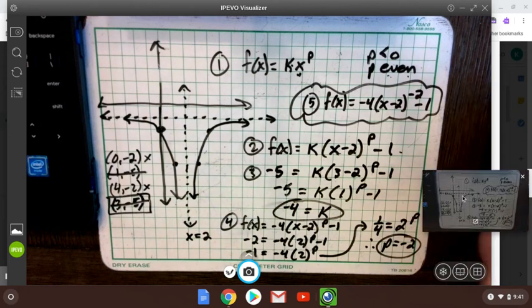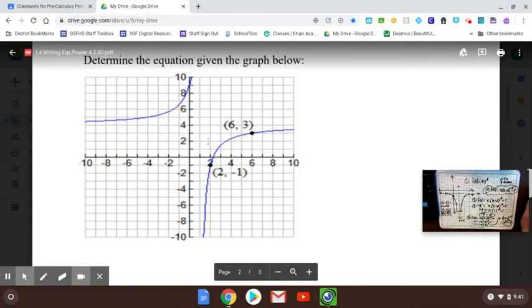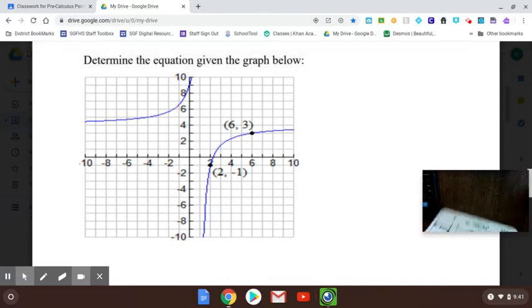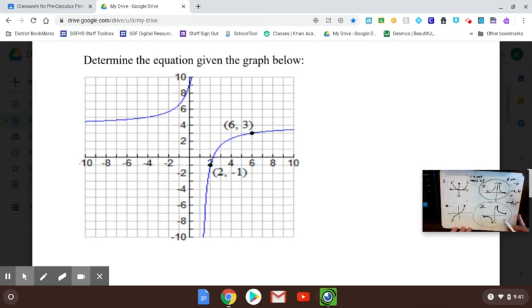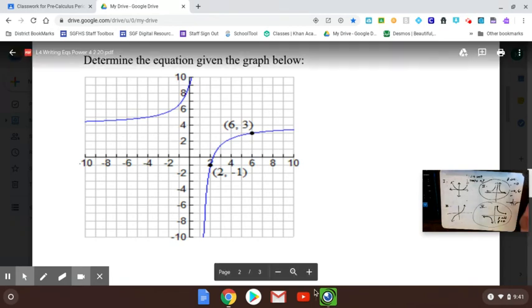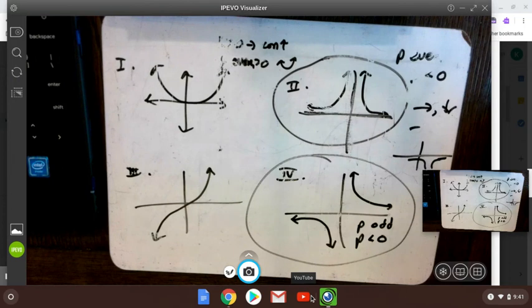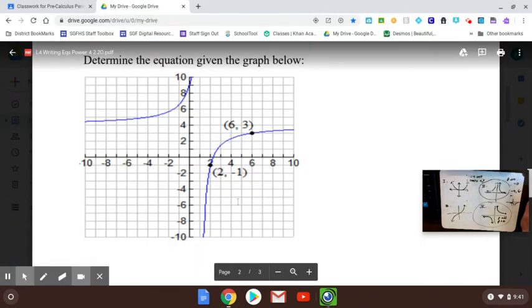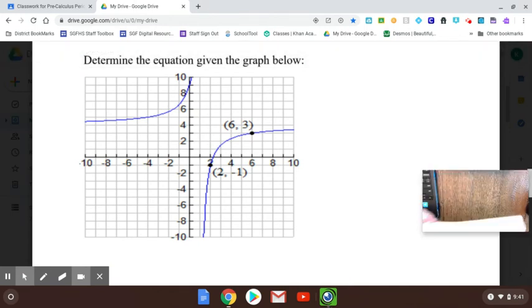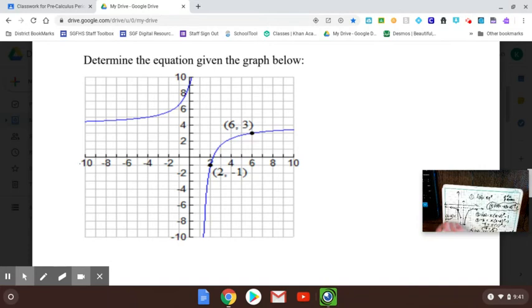Okay, the next problem. We got this scenario right here that resembles this graph. All right, so what do I know about that graph? Well, I know that P is odd, and I know that P is negative. Alrighty, P is odd, and P is negative. So my picture here looks similar to that. It's just been transformed. Okie doke. So I'm going to leave that up there. I'm going to erase my board, and then we're going to have at it.